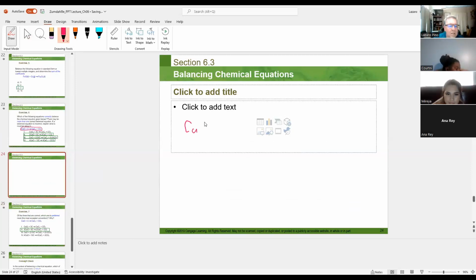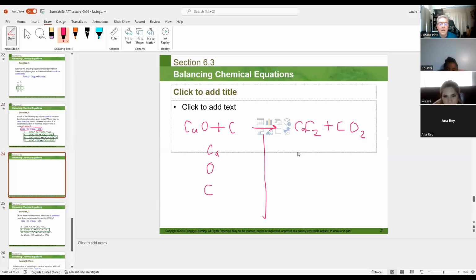Calcium oxide that produces or yields calcium carbide and carbon dioxide. Okay, let's see. Oxygen, oxygen, carbon. How many calcium? 1. And here, only 1. How many oxygen? 2. Here is only 1. Here I have how many? 2. Here is a difference.